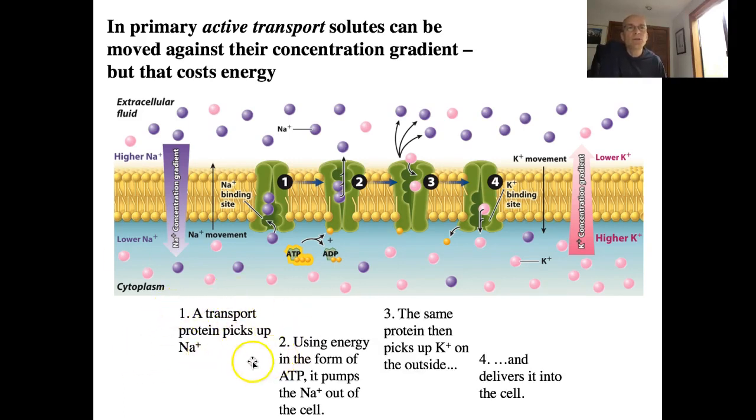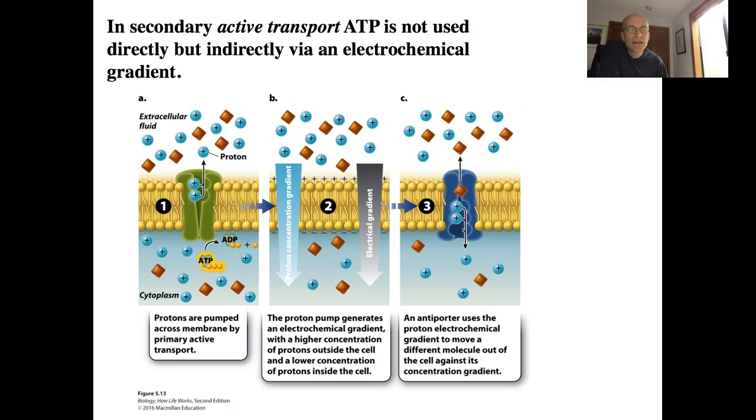So the transport protein picks up sodium, uses energy in the form of ATP, pumps out the sodium, and the same protein then picks up the potassium and delivers it to the cell. So that's transport where you have one protein that's directly coupled to the use of energy. There's also a way energy can be stored, almost like a battery, and used for the powering of other molecules. Let me explain what I mean.